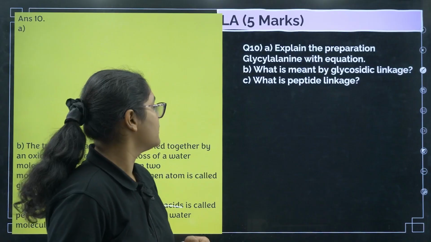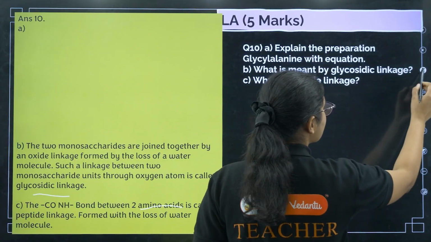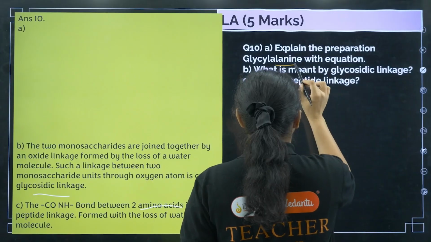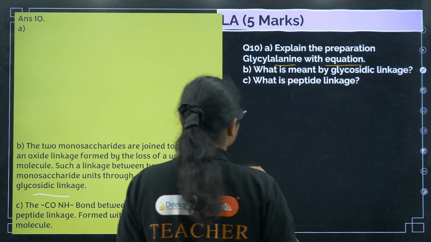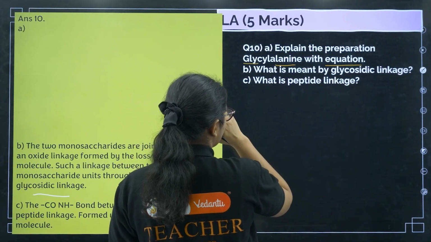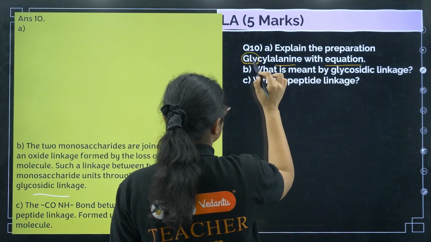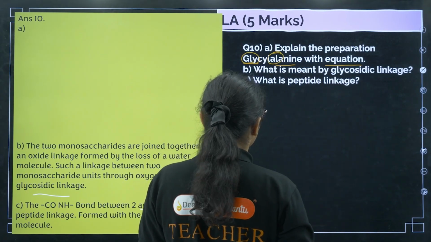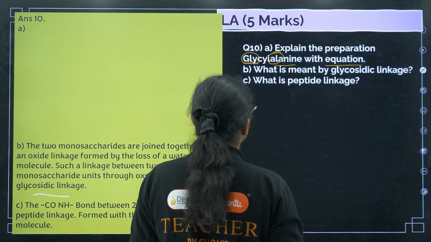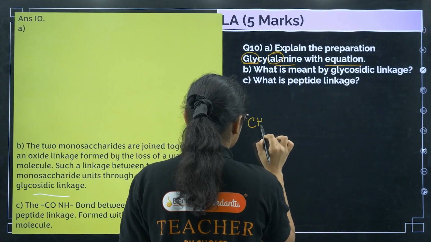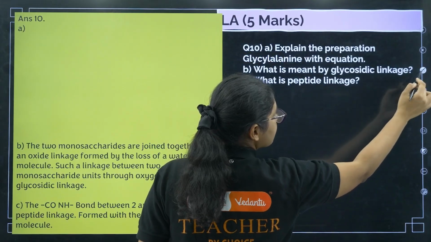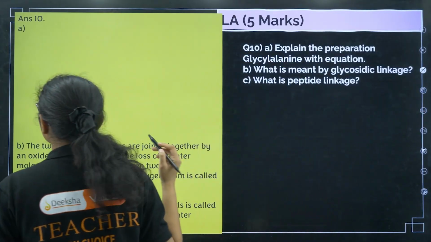Okay, next we can see, yes, one second, the preparation of glycyl alanine with equation. So I have Gly, this one is one amino acid, and you have alanine, another amino acid. Okay, so I can write like this, that is CH3. Okay, not like this, sorry. Let me take here.